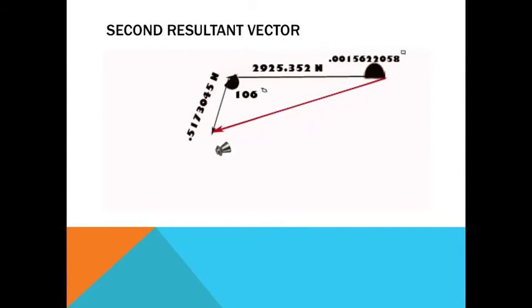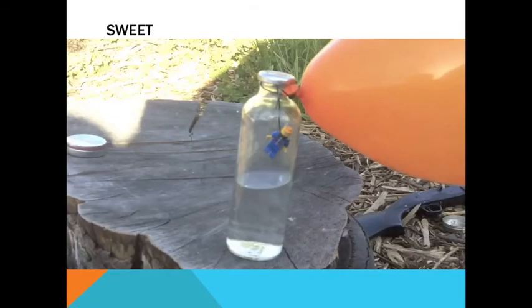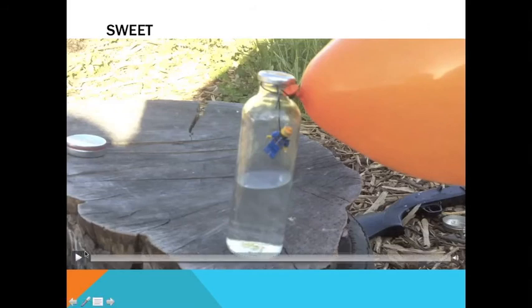So there's our trajectory for our second resultant vector. Here's the work. The first one accounted for gravity, this one's accounting for the wind load. And same thing, Pythagorean theorem, breaking things up into x, y components. And here's the video of me actually hitting the shot, so you know where to hit it.